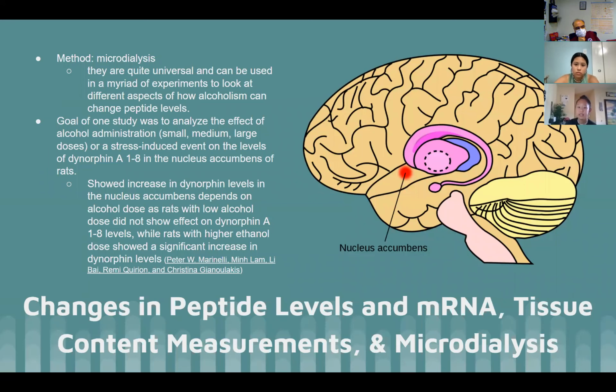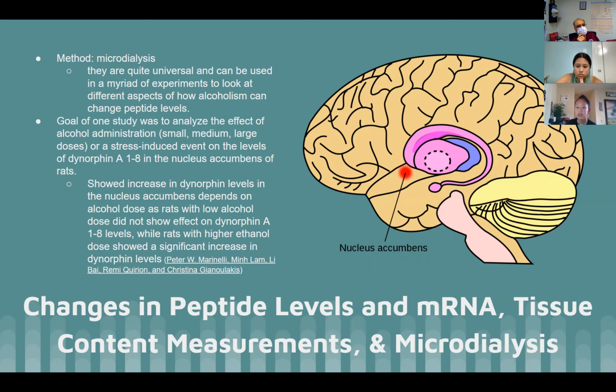Additionally, microdialysis studies are quite universal and can be used in a myriad of experiments to look at different aspects of how alcoholism can change peptide levels. The goal of one such study was to analyze the effects of alcohol administration, small, medium, and large doses, or a stress-induced event on the levels of dynorphin A 1 through 8 in the nucleus accumbens of rats. The nucleus accumbens plays a key role in processes that involve stress and reinforcement.